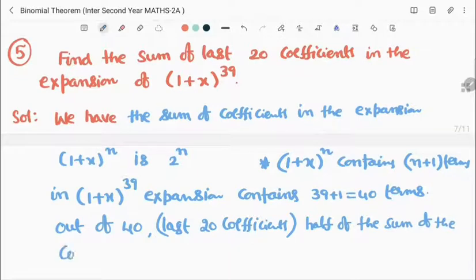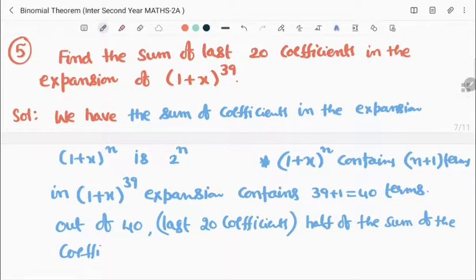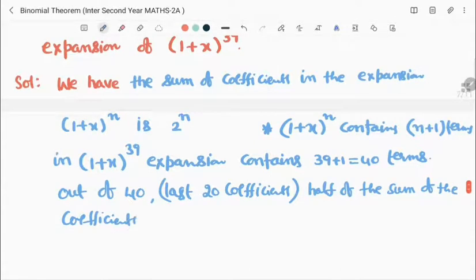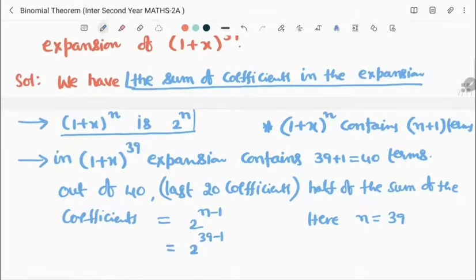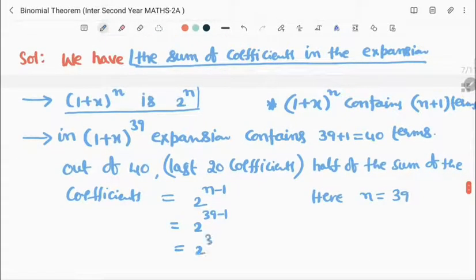The sum of the coefficients: in (1 + x)^n, the sum of the coefficients in the expansion is 2^n. But they are asking for half of that, so it is 2^(n-1). Here n is equal to 39. So substitute: 2^(39-1), which is equal to 2^38.